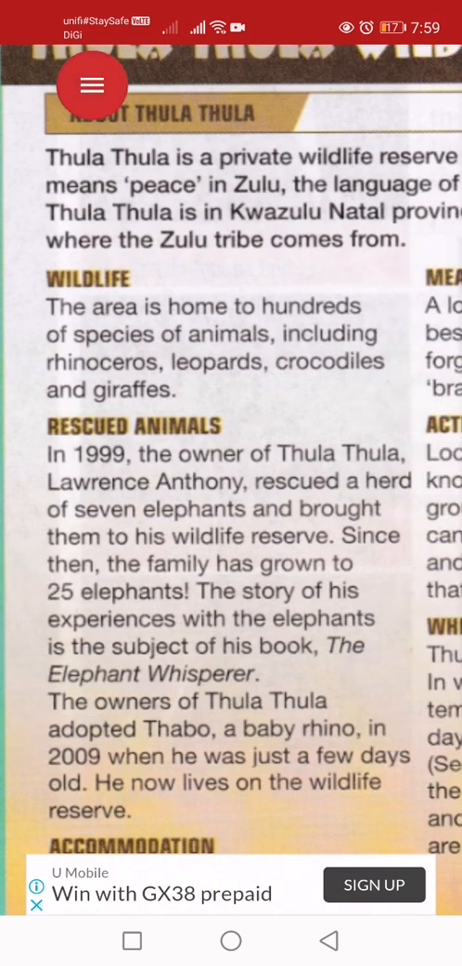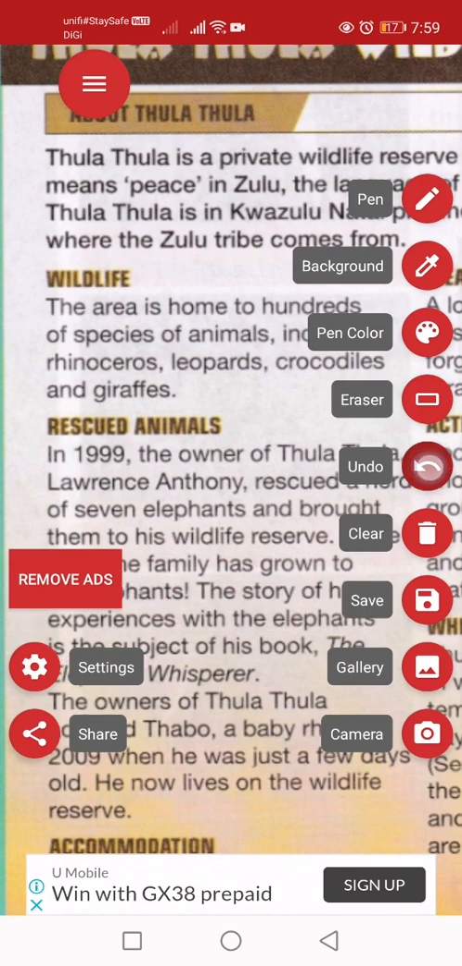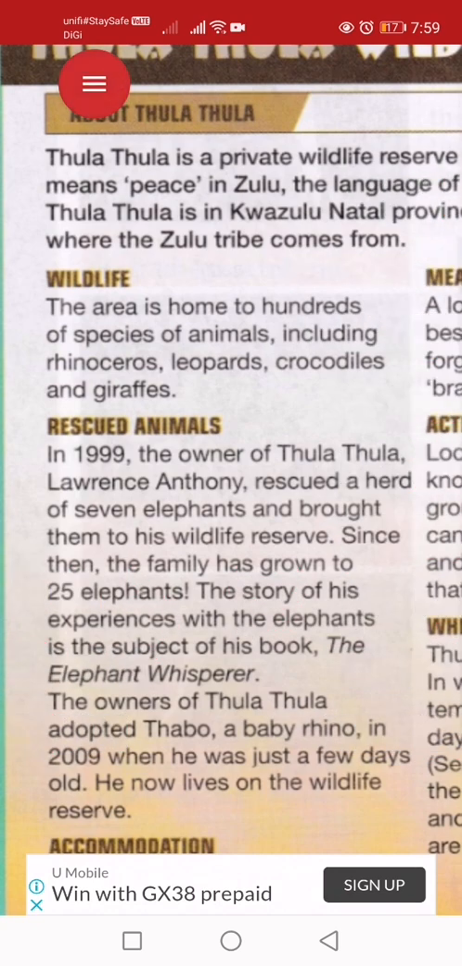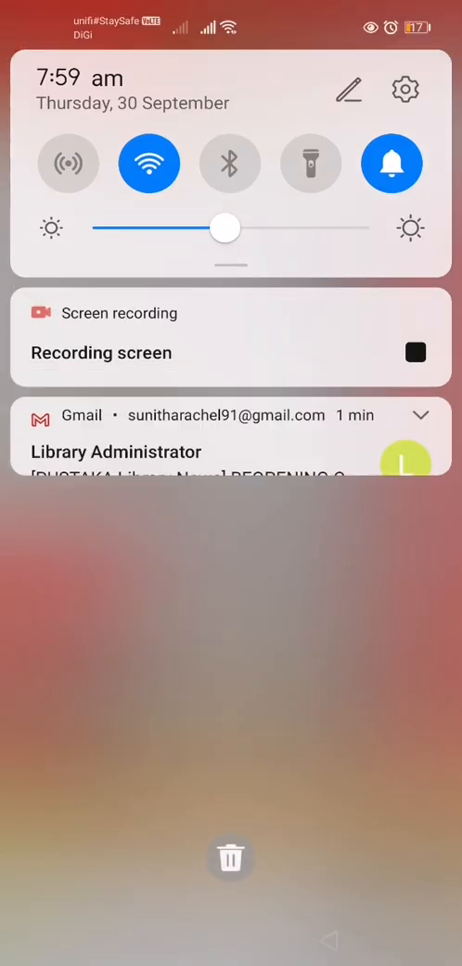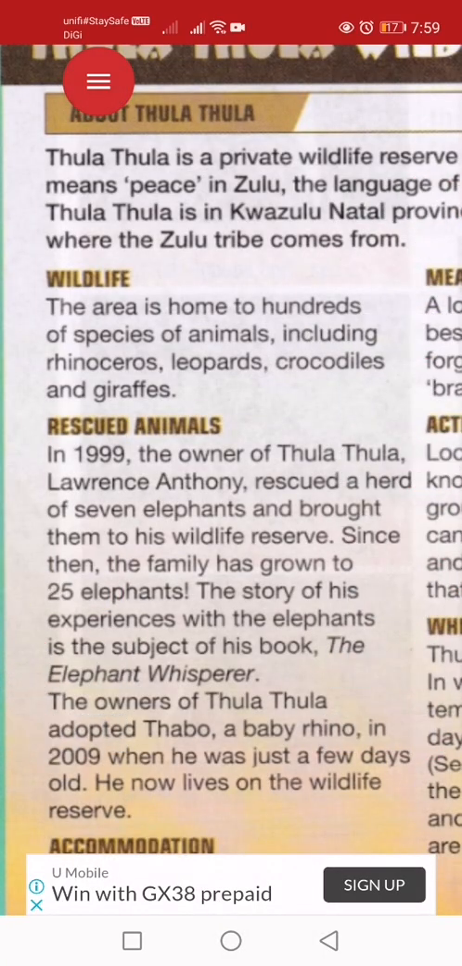Okay, the story of his experiences. Okay, cerita tentang dia punya pengalaman with the elephants, dengan gajah-gajah itu is the subject of his book. Dia ada buku, ialah topik utama dalam dia punya buku. Okay, so what is the name of his book? The Elephant Whisperer. Kau tahu tak apa tu Elephant Whisperer?